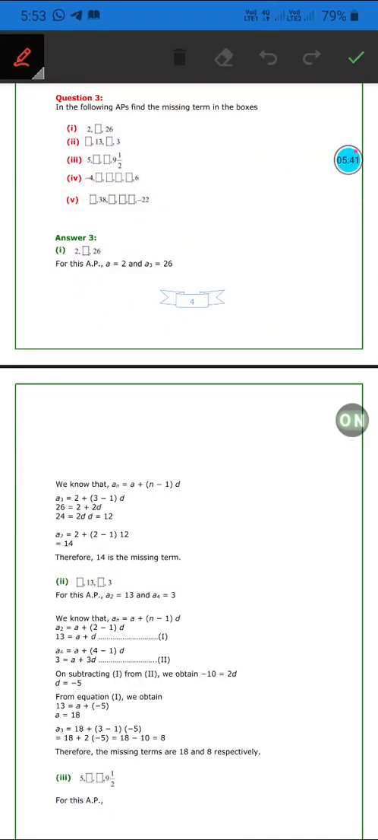Okay. Third question. Given the following APs, AP means arithmetic progression, find the missing terms in the boxes. First question.